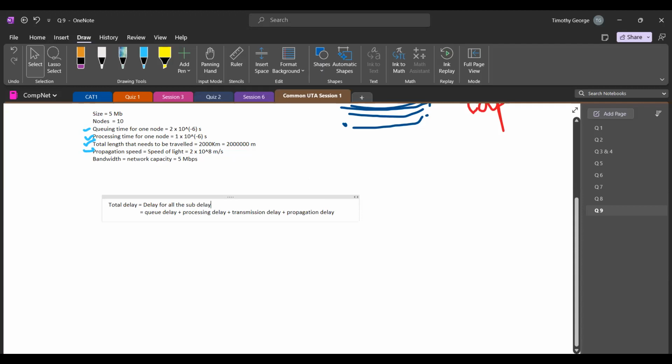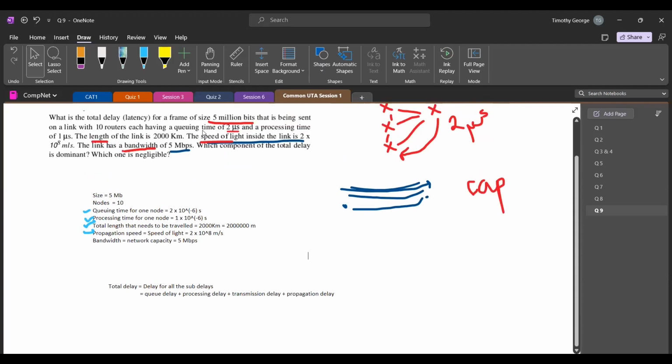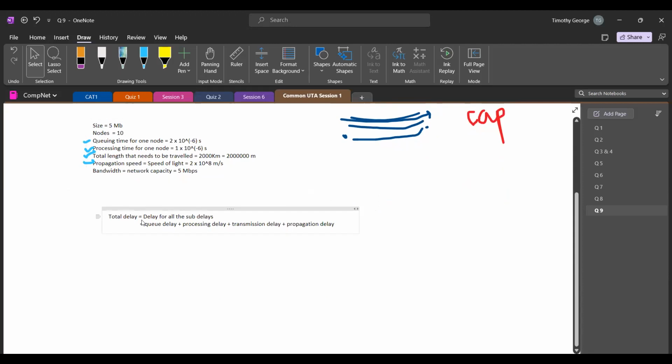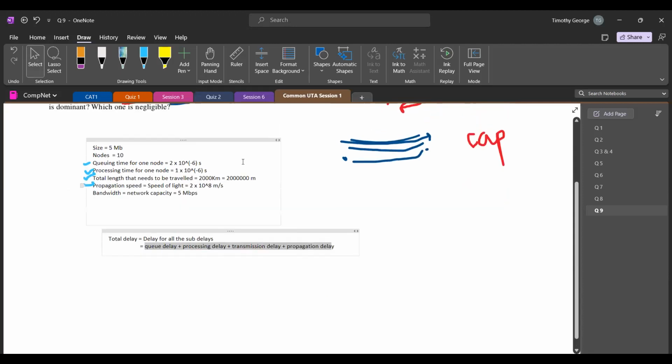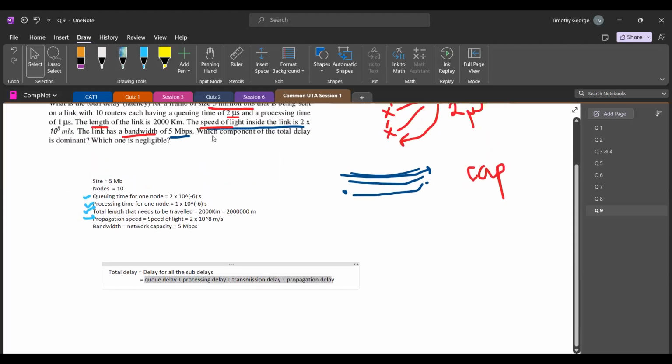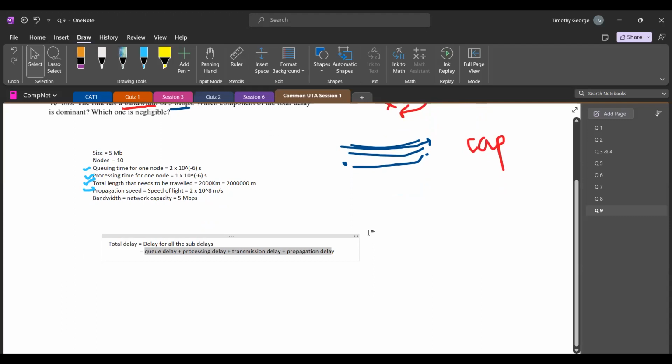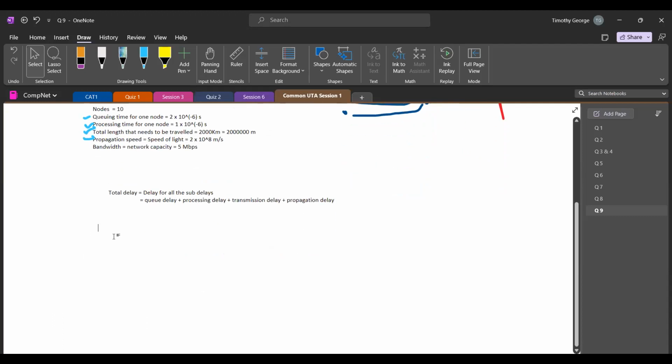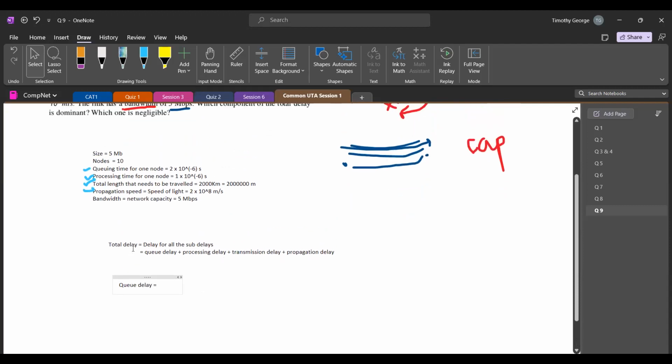The question asks which component is dominant and which one is negligible. They're not actually asking us to calculate the total delay, only which is dominant and which is negligible. So all we need to do is calculate all these delays: queue delay, processing delay, transmission delay, propagation delay, and then make them all the same unit. Queue delay is already given, so let me just copy it.